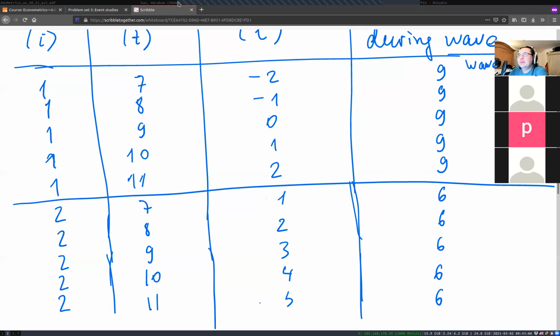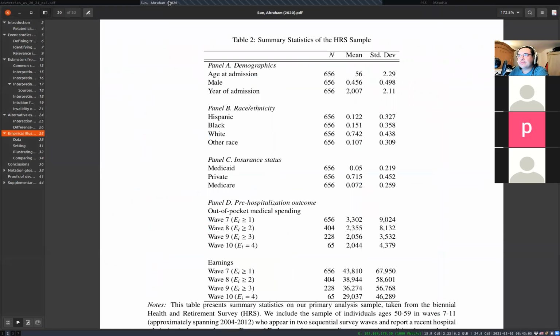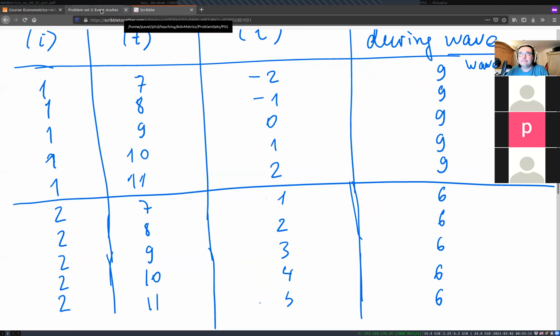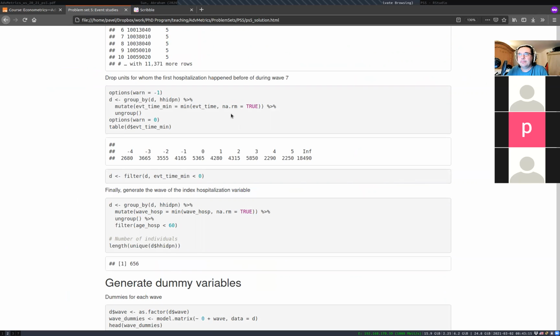Okay, so next, what we want to do, and basically, sorry, one more thing. We say that this small l, or EVT time or event time minimum, should be less than 0. So basically, we remove individuals for which our minimum period is infinity. So we remove those individuals who are never hospitalized. And the authors discuss it. They do that so that the parallel trends assumption is more plausible.